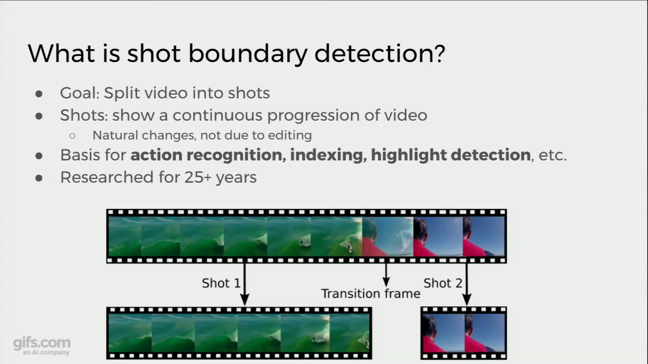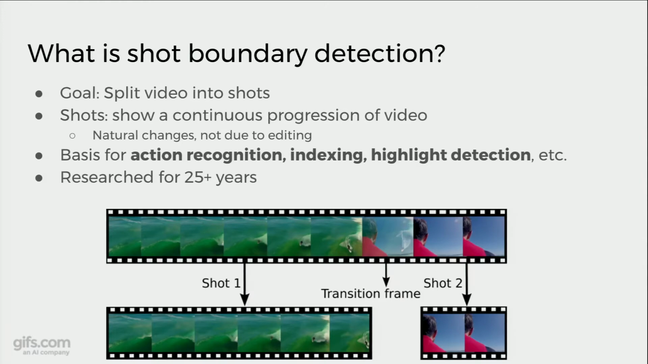So it would be everything that naturally happens, for example, due to a moving camera, due to objects that move in a scene. But it wouldn't be changes like the one shown here on the bottom, where an editor combined different shots together with some transitions. So you want to detect when something like this happens.